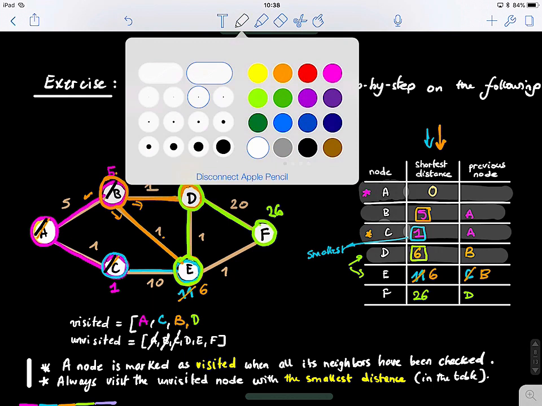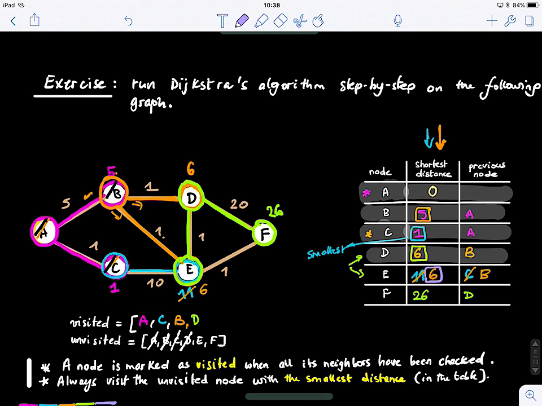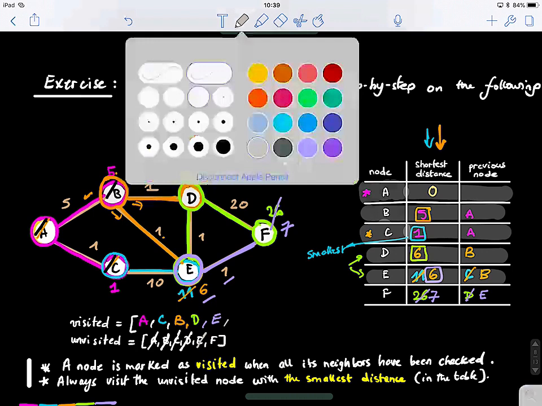Okay, and I select the next node. So what is the next node to visit? It's E, because this is the smallest value in the remaining unvisited nodes. So I activate E and visit its neighbor that's unvisited, that's not in the visited list, so F, okay? So if I take 6 plus 1, what do you guys notice? 6 plus 1 is 7, which is smaller than 26. So I can update the value, so I put 7, and it's coming from which node? It's node E. And then I have checked all the neighbors of E, so I pop it out. And the last node is actually F. So I add it to my list. This is the last step.